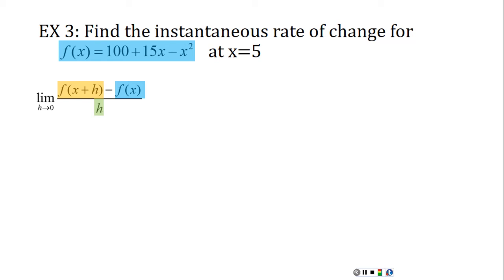That means in our function, everywhere there's an x, and there's 2 of them here, we're going to replace it with x plus h. So we'll write 100 plus 15, and instead of x, we'll put x plus h. Minus, instead of x squared, we'll say x plus h squared.